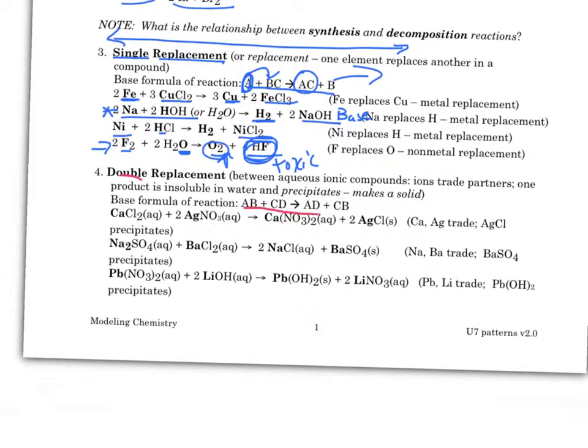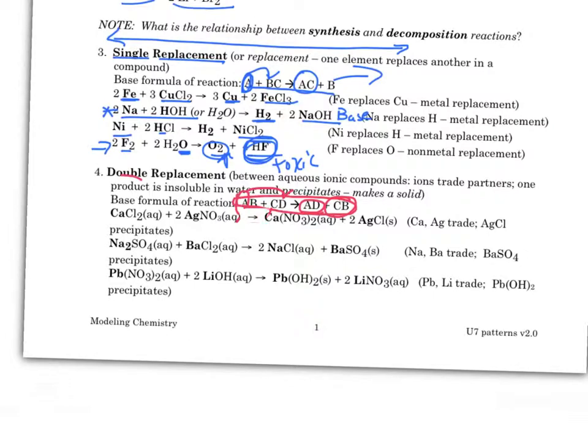If we look at our base, we have AB and CD. A is going to jump over and hang out with D, and C is going to jump over and hang out with B. So we have AD and BC. So A and C have swapped places. There were 2 replacement reactions going on there.